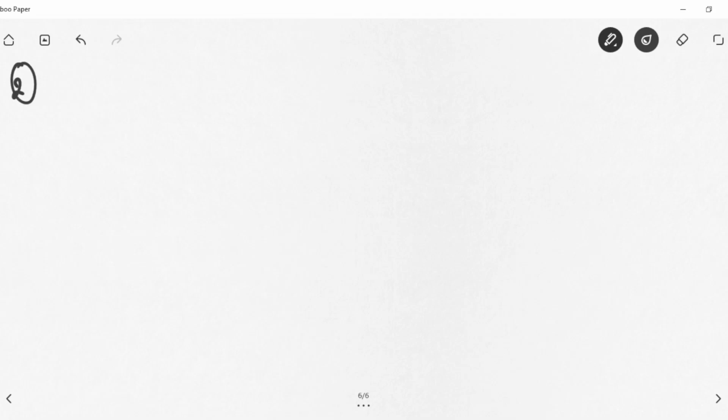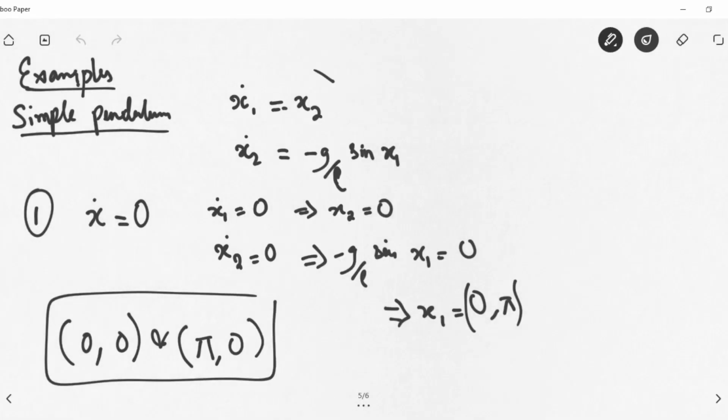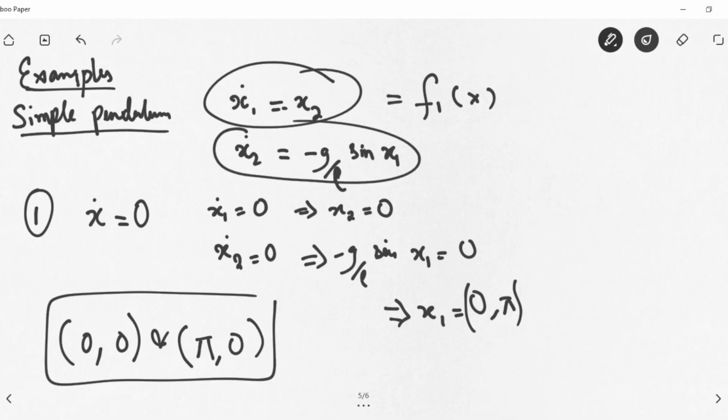Secondly, now we need to find out the A matrix, which is given by del f1 by del x1, del f1 by del x2, del f2 by del x1, del f2 by del x2. Our first function in this case is x1 dot equal to x2. This is f1. x2 dot equal to minus g by L sine of x1. This is our function number 2, f2.